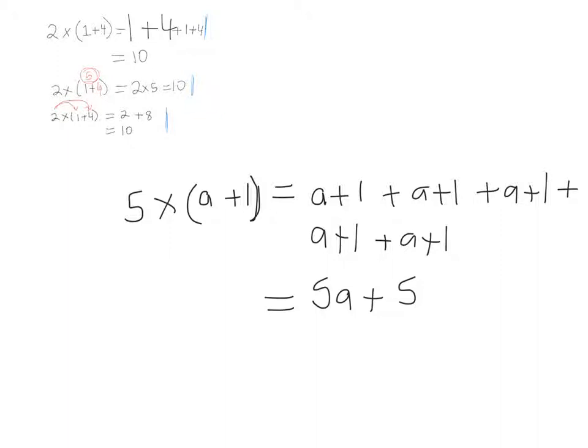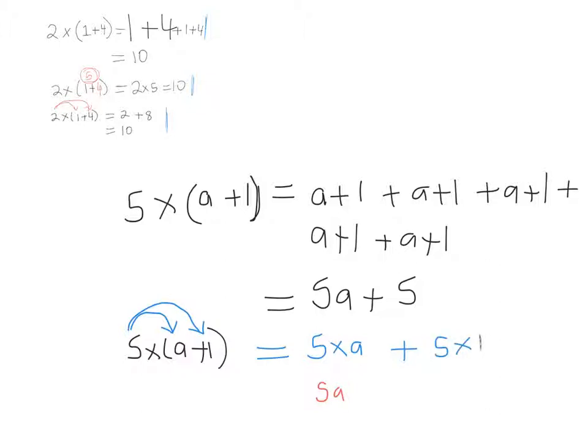But if that way makes the most sense to you, then that's the way you should do it. But the quickest way, if we had a question that said 5 times (a plus 1), we can just get our pen and draw an arrow to remind us that we go 5 times a, which mathematicians, being lazy, write as 5a. Plus 5 times 1, which is just 5. And you can see we get the same answer regardless of how we do it, but this way just requires us to write so much more.